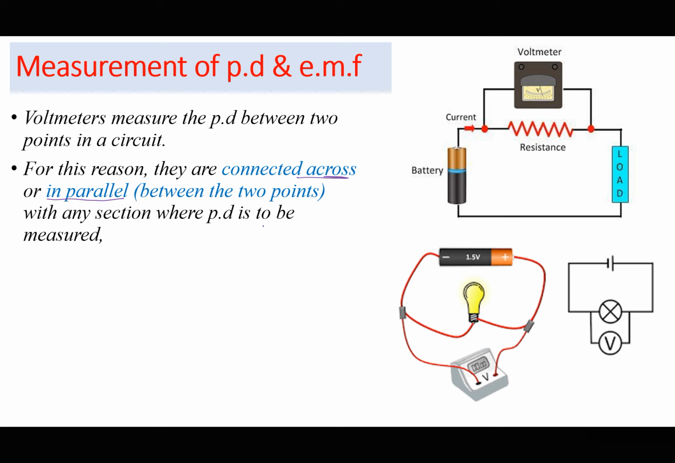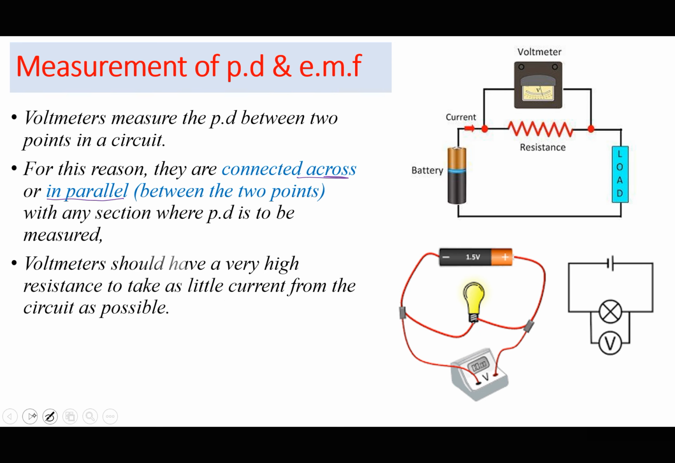So what does that mean? If you connect them in parallel, it means you are going to join the positive terminal of the voltmeter to the positive terminal of the battery, and the negative terminal of the voltmeter to the negative terminal of the battery, but across. That will be in parallel. And since voltmeters are connected in parallel, we don't want to use them to cause a short circuit. In other words, we don't want current to flow through them because they are not intended to measure current. They are intended just to compare a difference between two potentials.